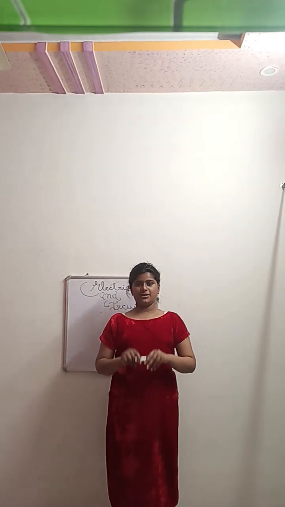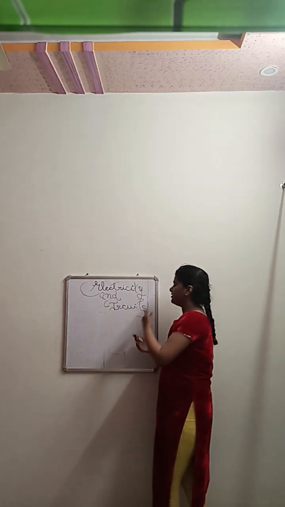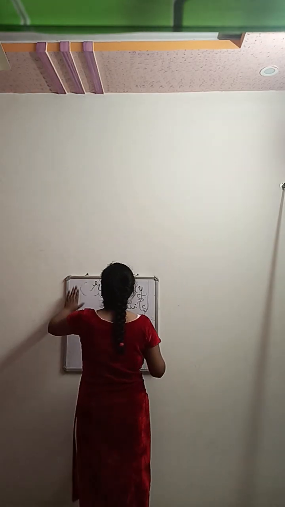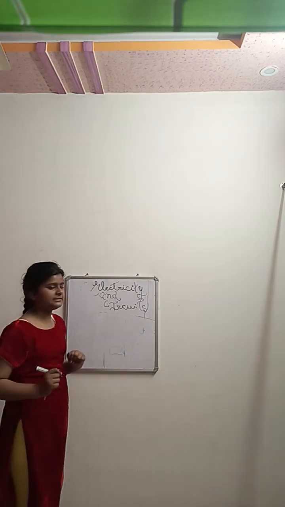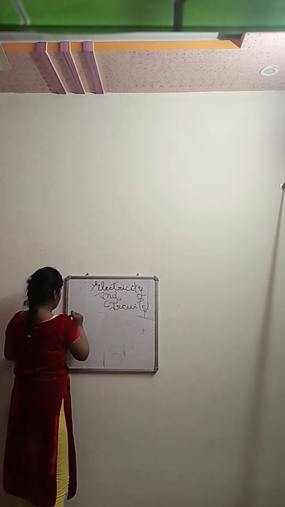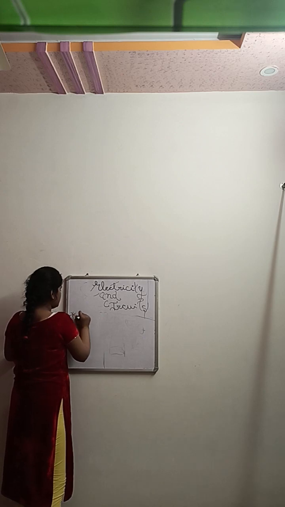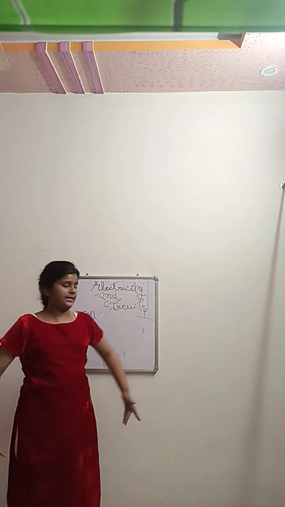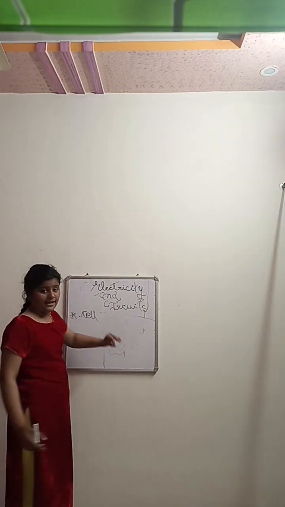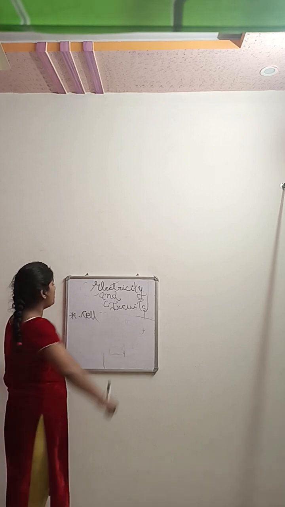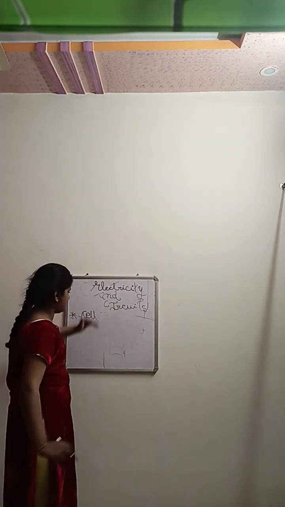So in today's video we will learn one science topic which is electricity and circuits. In electricity we will first learn the basic unit of electricity which is the cell. Like in our body, the cell is the basic unit to form our whole body. Like that, the cell is the basic unit to form electricity and circuits.